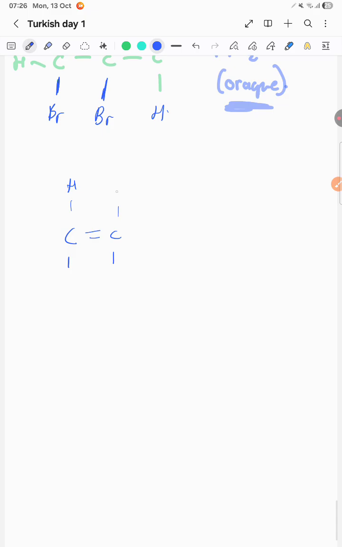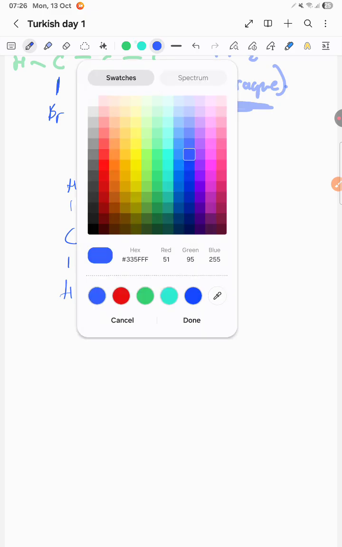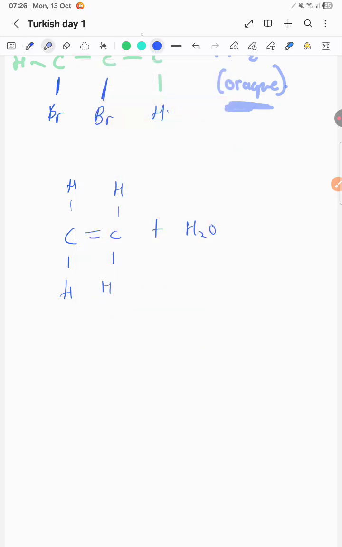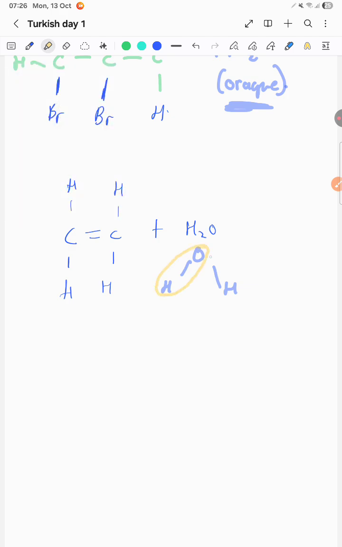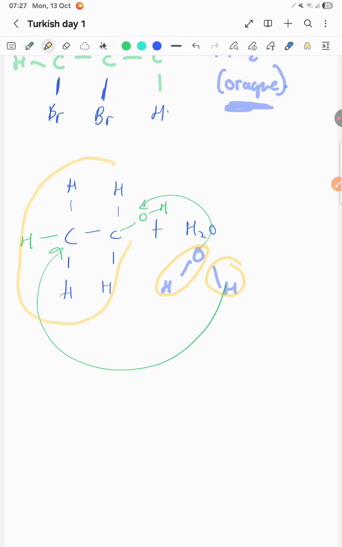This time I want to react it with water, more in particular steam. So what is water? That's a deep question. Water is, as you know, OH. So what you can do is break the water into OH and H. On this end would come the O and then the H, and on this end, you'd get the H. Does that make sense?